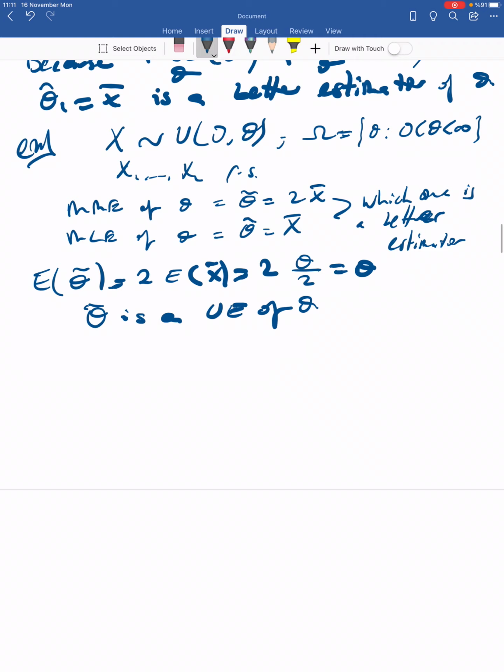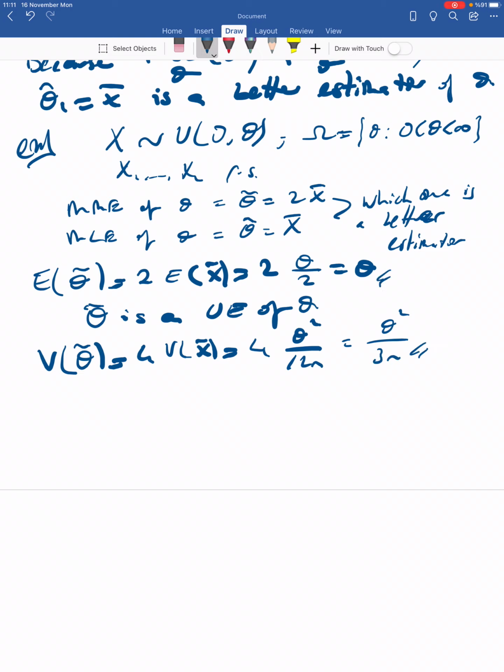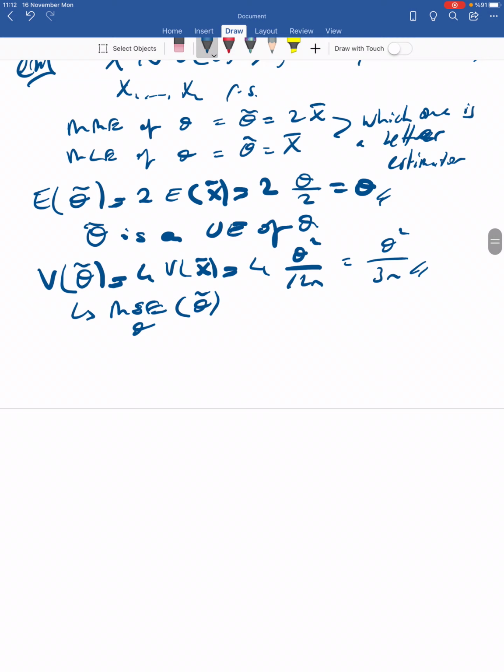Okay, so let's find the variance. The variance of theta tilde is 4 times the variance of x bar. For the uniform distribution, again, the variance is theta square over 12, and over n for x bar. So it is theta square over 3n. So we found both the expectation and the variance. The bias is 0, so this will be exactly the mean square error of theta tilde.